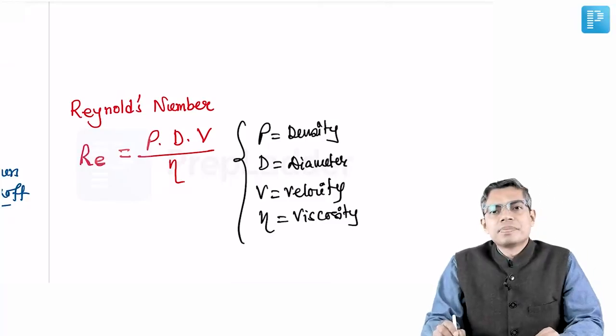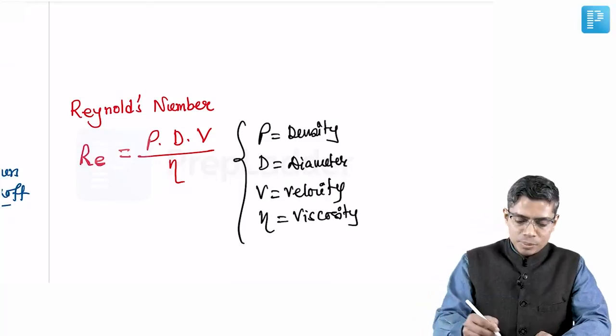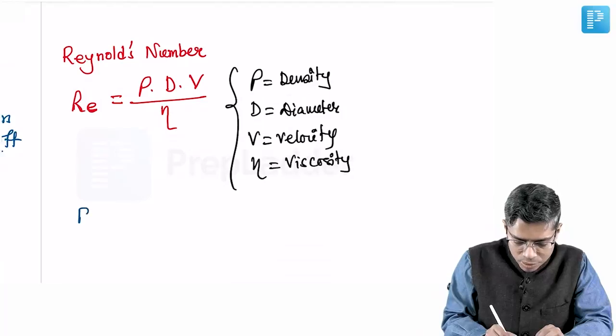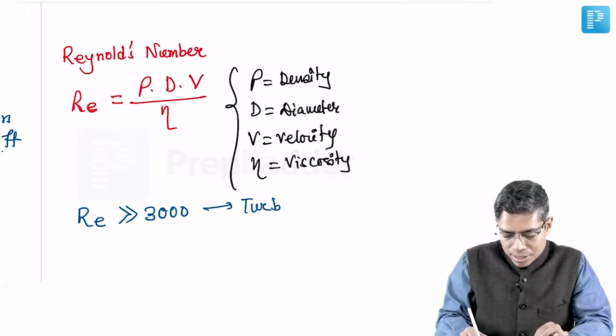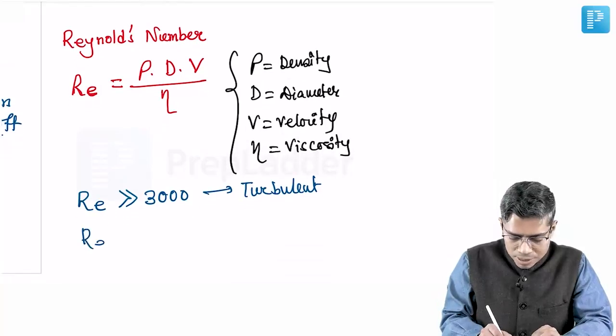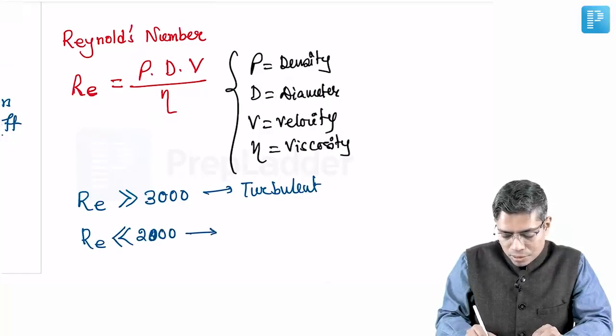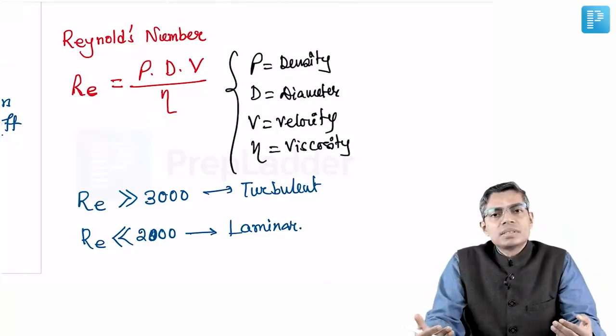If this Reynolds number is greater than 3000, then almost always there will be turbulent blood flow. Getting my point? So please note this down, it is very important for MCQs. Whenever your Reynolds number is greater than 3000, you are going to get turbulent, noisy blood flow. And if your Reynolds number is less than 2000, then always you are going to get laminar blood flow. It means the higher the Reynolds number, the greater the probability of turbulent flow.